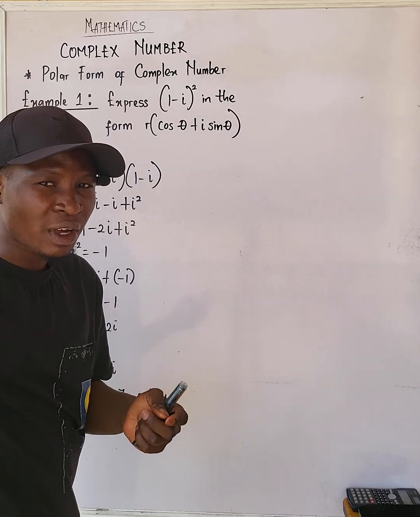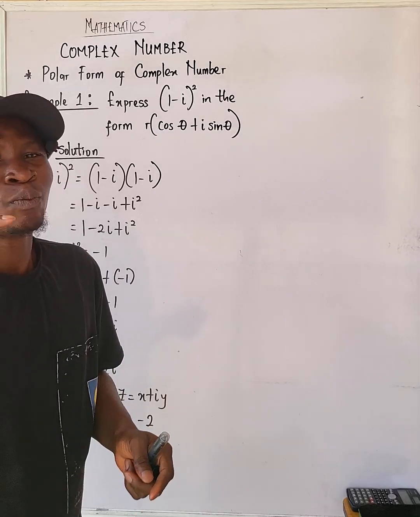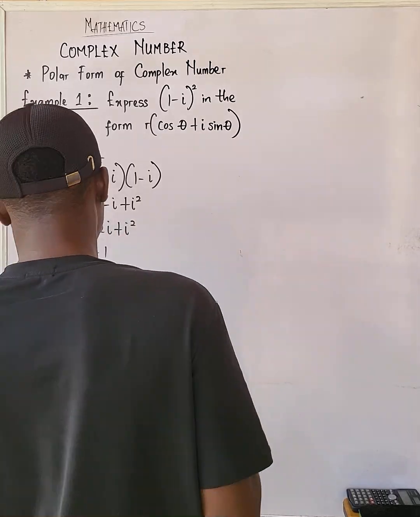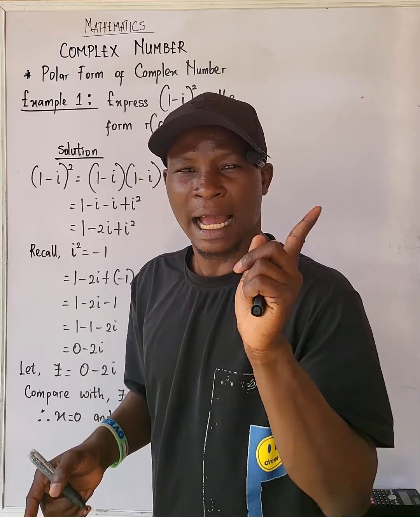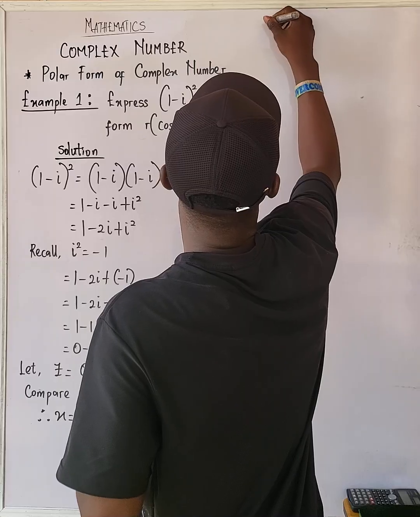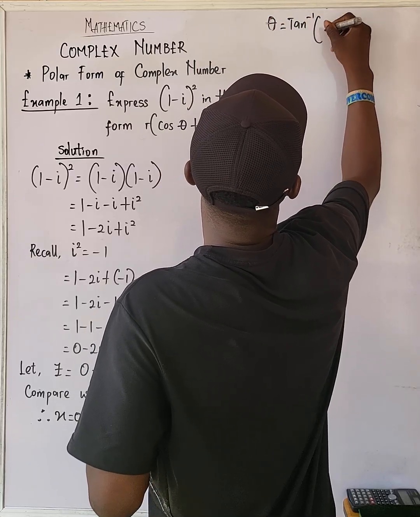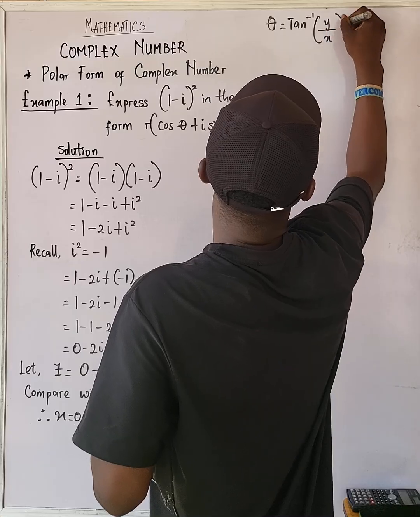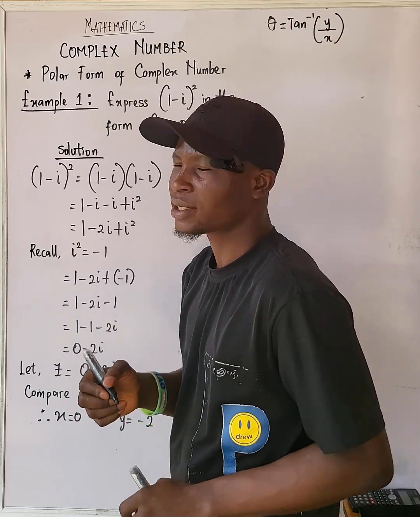Don't forget, from the previous video, if you have not watched it, click on the playlist now and go and watch it. The formula for getting our polar form, which is r and theta, the magnitude and the argument. The formula for the argument is theta equals tan inverse of y over x.